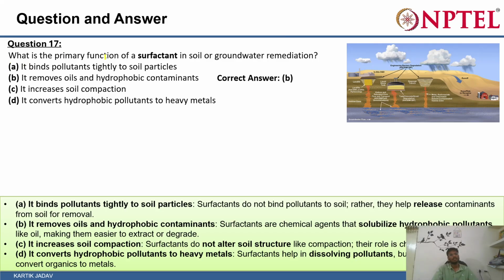Question number 17. What is the primary function of surfactant in soil or ground remediation? We know that surfactants generally remove oils and hydrophobic contaminants like soil organic contaminants or emerging organic contaminants, because surfactants have properties of hydrophilic as well as hydrophobic nature. The hydrophilic part will help us to extract the water, while the hydrophobic part will generally extract the organic pollutants. Surfactants will help us get these pollutants solubilized or available to transfer from that location to another location by using various materials like organoclays. So correct answer is option B.